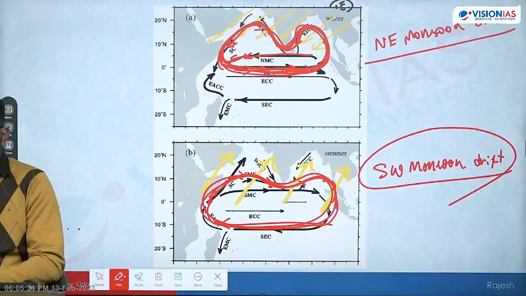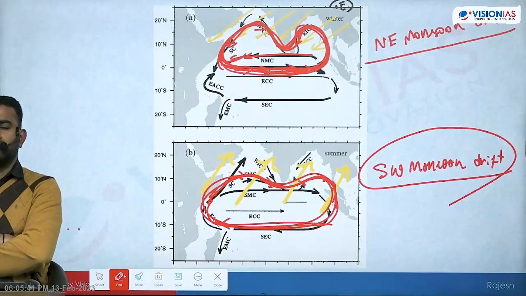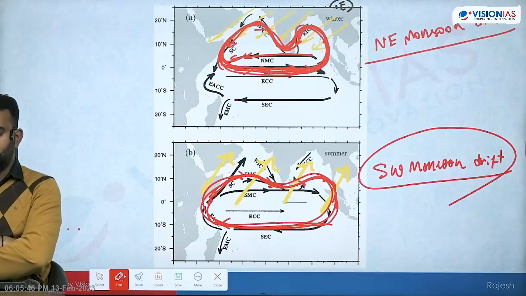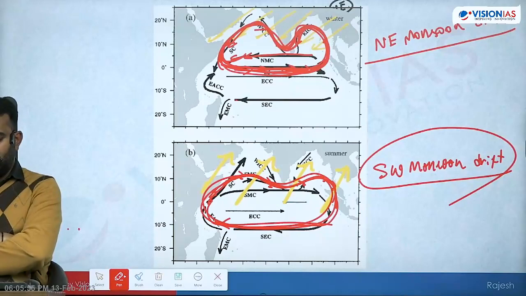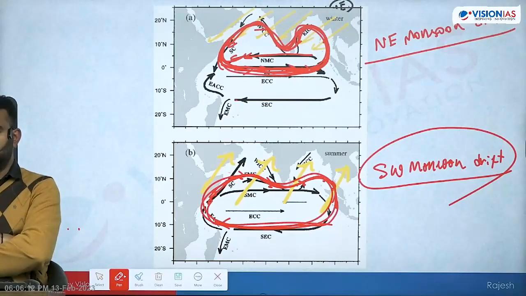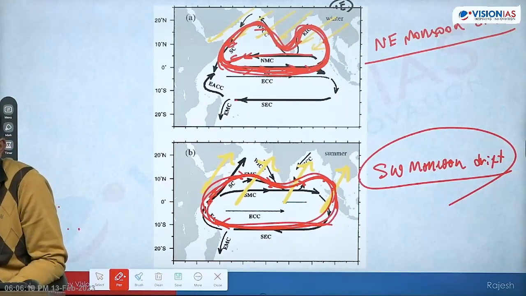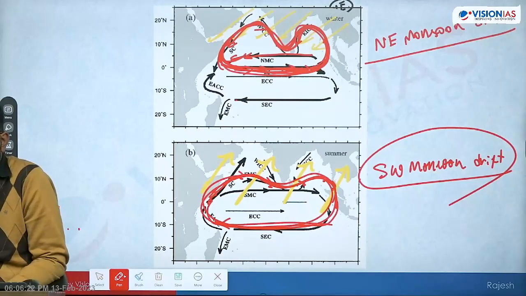Next point, the northeast monsoon drives the water of Bay of Bengal and Arabian Sea to circulate in anti-clockwise direction as northeast monsoon drift.